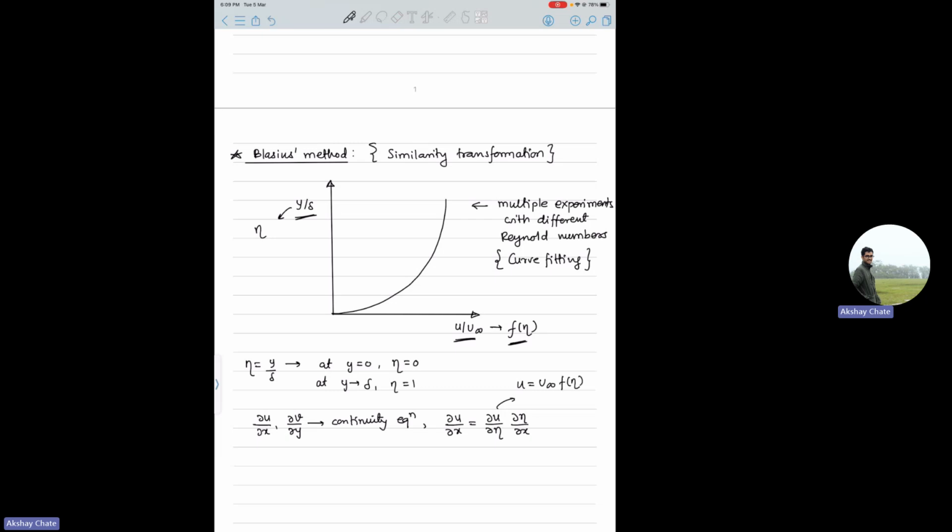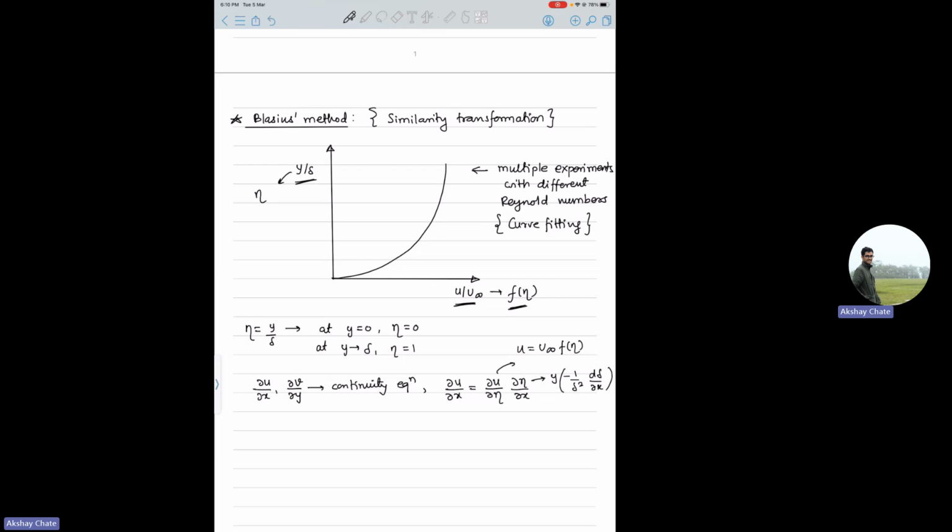You take the derivative with respect to eta, and this del eta by del x will be nothing but, y is not a function of x, but delta is a function of x, right? Which is the boundary layer thickness. Therefore, when you take this derivative, y comes out of the derivative, and you get minus y by delta square into d delta by d x. So this term you will get. Like that you do for all the terms. And for the x momentum equation, you use, see, you have the x momentum equation, right?